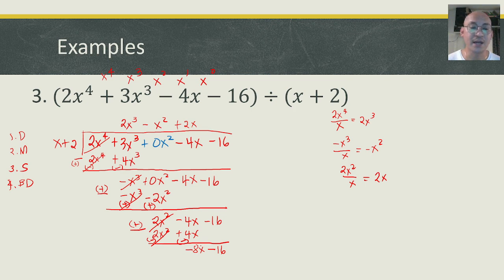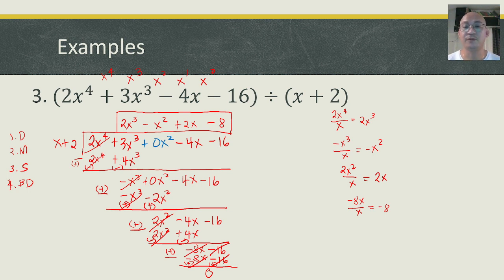Continue the process again. Divide the first term. Negative 8x divided by x is negative 8. So we have here negative 8. Negative 8 times x is negative 8x. Negative 8 times positive 2 is negative 16. Subtract. We have here to change to positive and then positive. Follow the rule of addition. Negative 8x and positive 8x is 0. And negative 16 and positive 16 is also 0. Therefore, we do not have a remainder. And this is now the quotient of the polynomials.